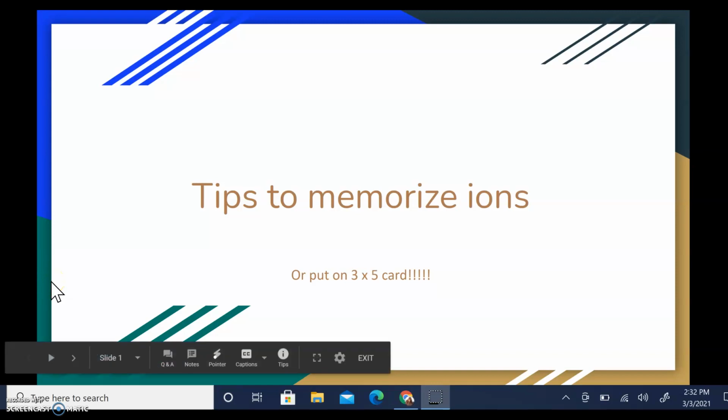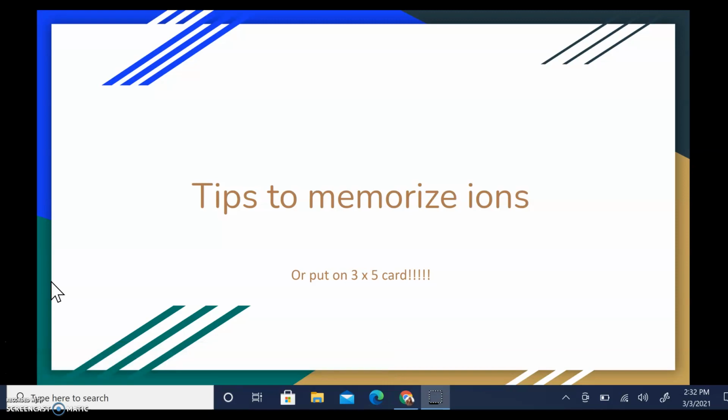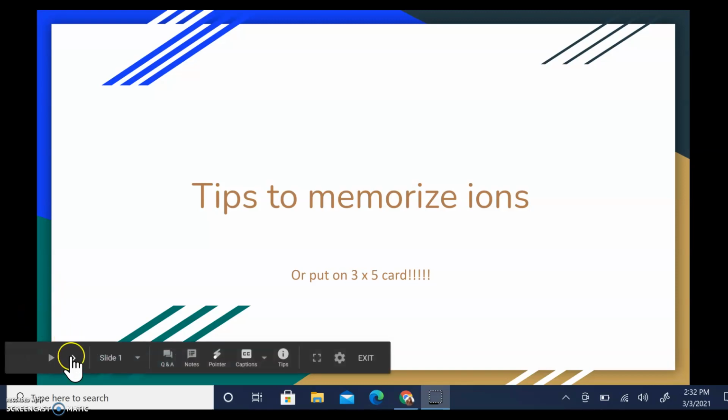Hello, welcome. Today's lesson is on tips to memorize ions. But remember, you get a 3x5 card on a quiz or test, so if you can't memorize all of them, put them on your cards.